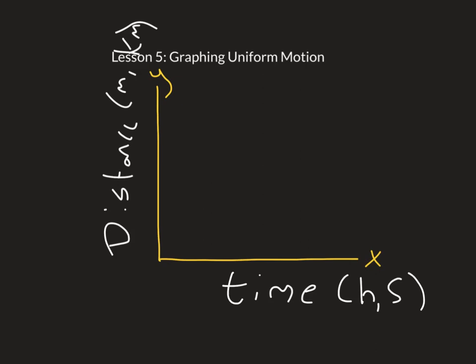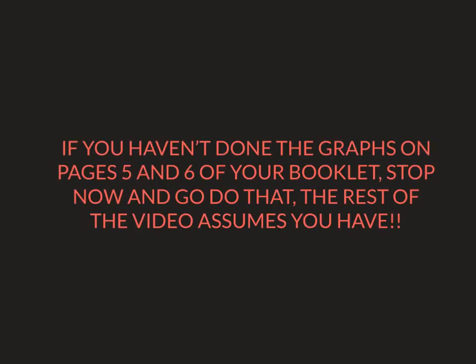So at this point, if you have not done the graphs on page 5 and 6 of your booklet, you need to stop now, okay? Go to page 5 and 6. You will see some data on 3 separate data tables and then 3 little bits of kind of graph paper. I want you guys to graph the data with a line graph, okay? And do that now before you go further in the video. The video assumes that you have made those 3 graphs, all right?